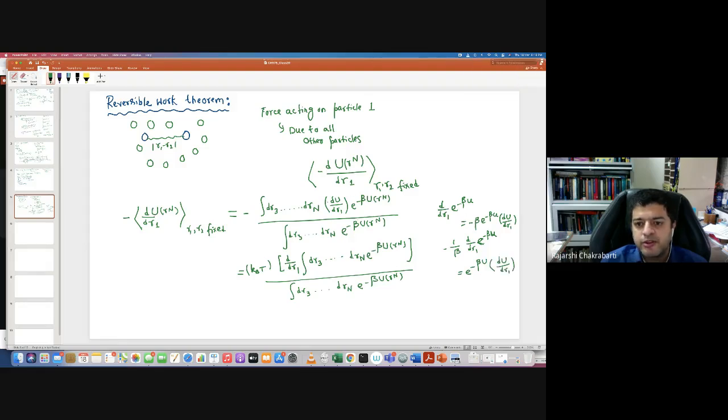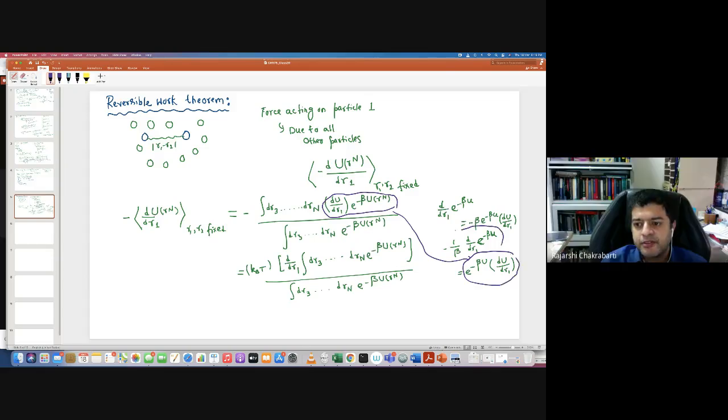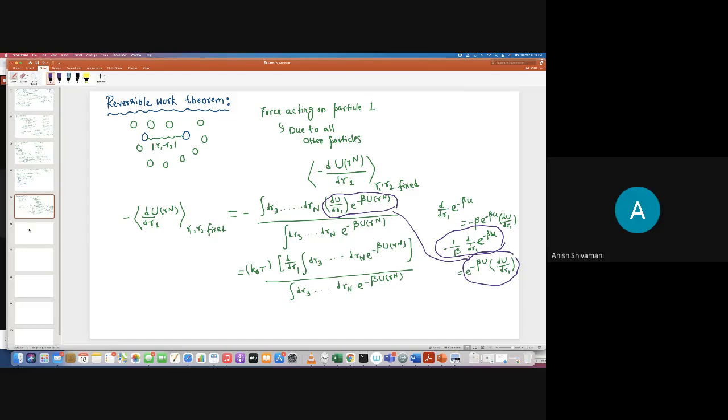No, this quantity was there. So let me highlight this quantity. This is the quantity, no? This is the same thing, no? And this one I'm writing as this. So this minus and this minus will become plus, and 1 over beta is kBT. That is how it is, isn't it? Is this clear to everyone?